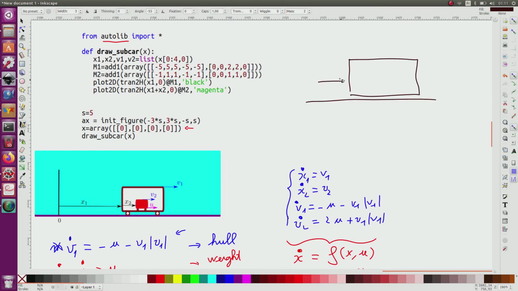Okay, so this corresponds to x1 and 0. Then I draw in magenta the mass inside. So this corresponds to the sketch for the weight, and this one corresponds to the sketch for the car. So I will not draw the wheels. Here I perform a translation of x1, and here for the second one I will do a translation x1 plus x2.